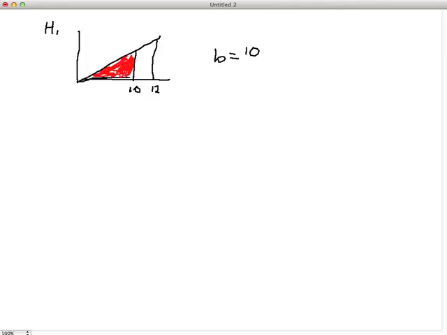So the area of a triangle is found by 1/2 the base times the height. So beta, which is that red shaded region right there, is going to be equal to 1/2 the base times the height. And again, I got to figure out the height by figuring out what that ordered pair right there is. Now again, my x value is equal to 10, and I need to know what the corresponding y value is.